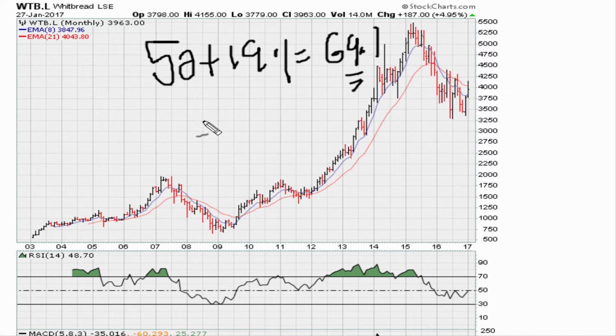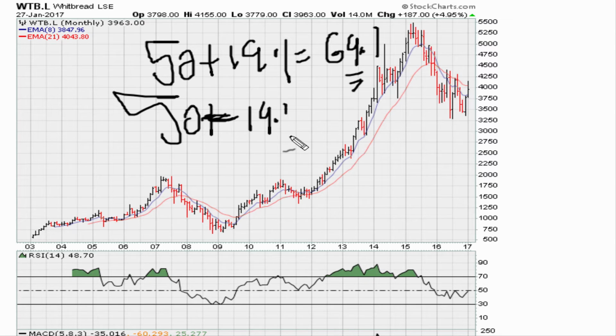All right, let's take 50 minus, this time minus 19.1, and we get 30.9. So there you have it. These numbers are real. They are just variations of the same Fibonacci constants, and so we're going to take a look at those.